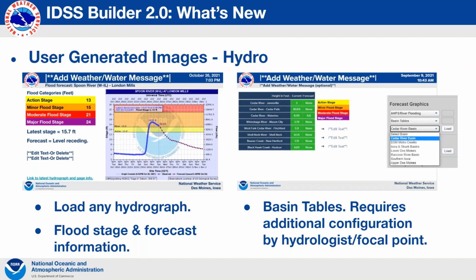And the script behind the forecast component has some basic logic to attempt detection of a rising or falling forecast, but it is still a bit crude and requires some QC, especially if a secondary crest is expected. And then at right shows a base and tables feature, which will group observed and forecast stage data into a singular table, then colored by flood stage. So this feature does require additional configuration by your hydrologist or a focal point. Then by the spring, we also hope to have AHEPS point maps available through Graph IDSS, similar to what you see on the AHEPS homepage.